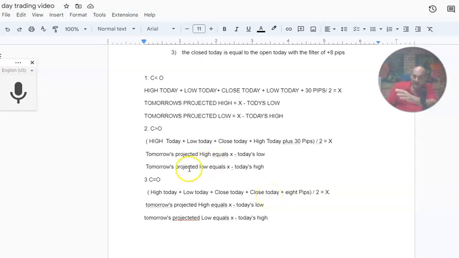Kind of interesting, right? Close equals the open, plus 8 pips divided by 2 gives you X. Tomorrow's projected high equals X minus today's low, or the previous day's low. And tomorrow's projected low equals X minus the high. So pause the video, write down the formulas, throw them in Excel, go look at your trading, and then come back and watch the video if you want, or just stay with me and I'll show you exactly what I mean. All right, so hang on, let's get to the charts.